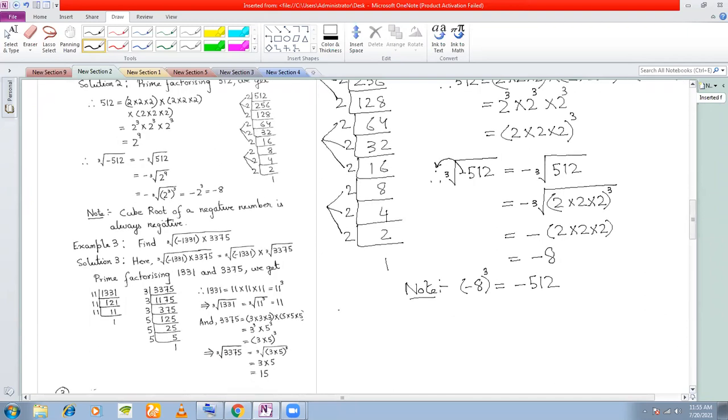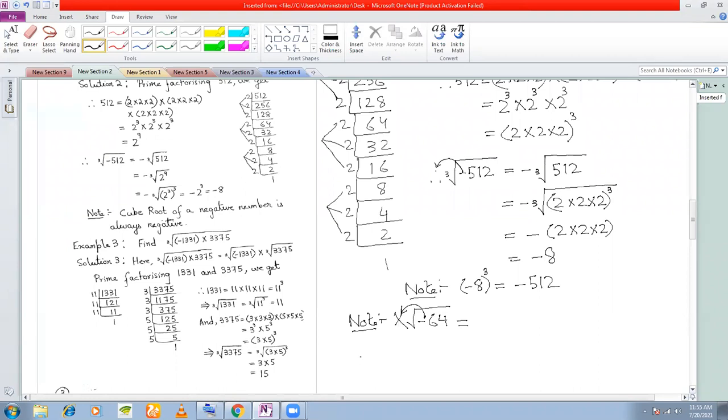Now, as I told you, this does not work in case of a square. Another note. Can you tell me how to find out the square root of minus 64? Not cube root, this time square root. Can anyone tell me how to find out the square root of minus 64? Square root of positive numbers you have done. What about square root of negative numbers? Anyone? No one. Remember that in case of square root, we will not be able to take this out of this.